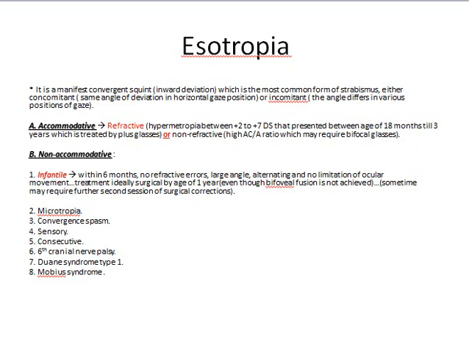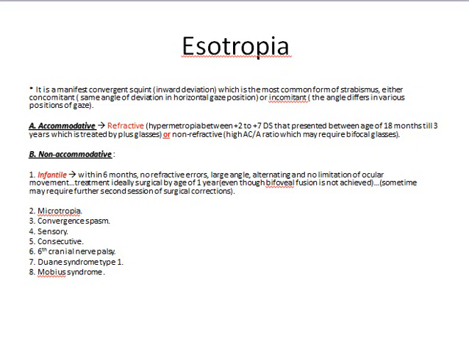The commonest form of non-accommodative esotropia is infantile or early onset esotropia, which is characterized by presentation within 6 months of life, no refractive error and no hypermetropia, a large angle of deviation, and alternating between the two eyes, with no limitation of ocular movement. The treatment is ideally surgical correction within the age of 1 year, even though bifoveal fusion is not achieved, and sometimes it may require a second session of surgical correction.